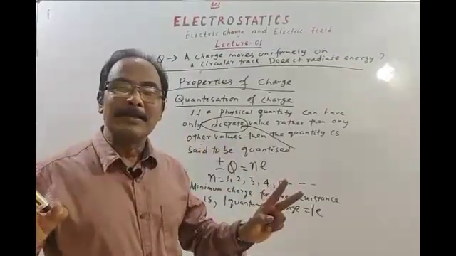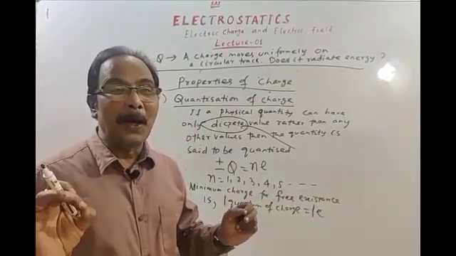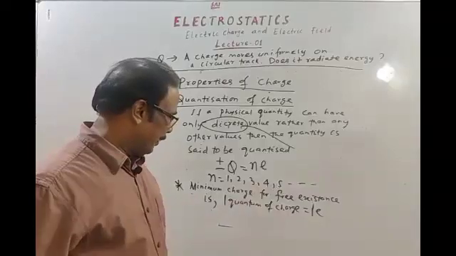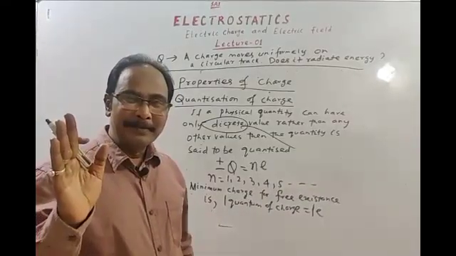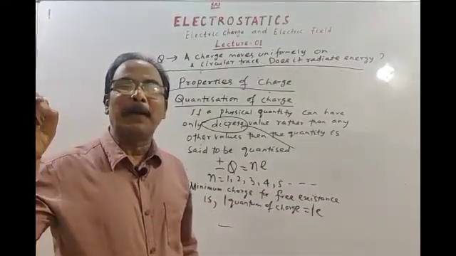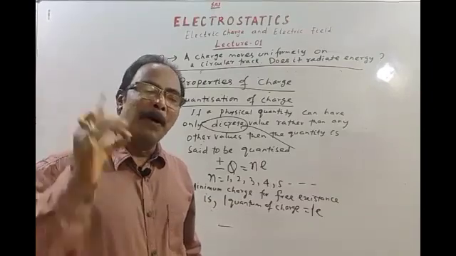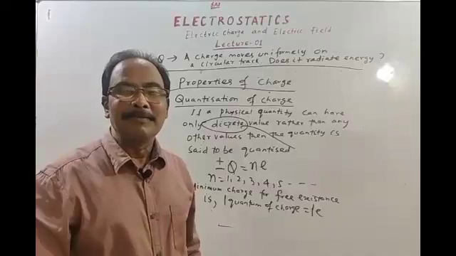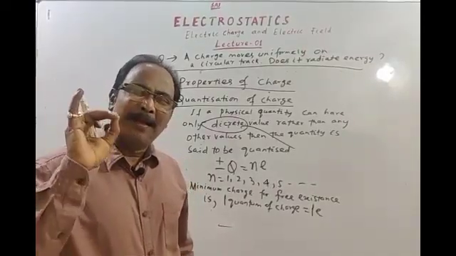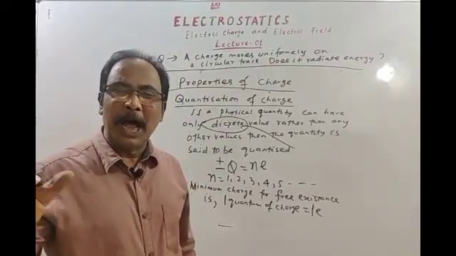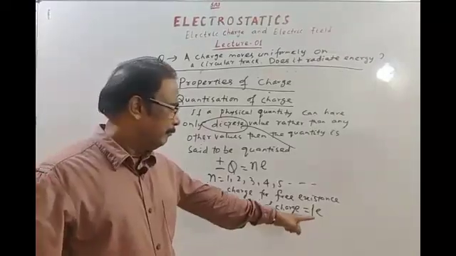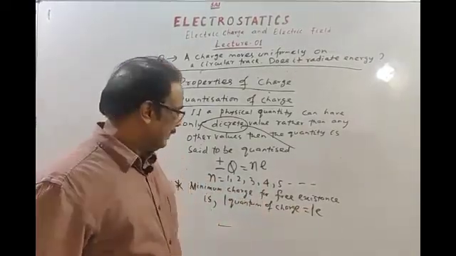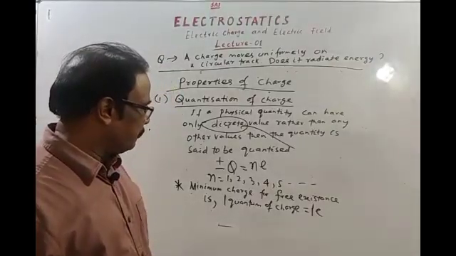This is in accordance with the law of nature. It means less than 1 electronic charge never exists freely or independently. Means a body can't have a charge which is less than 1 electronic charge. Okay, this is about the quantum nature of charge.